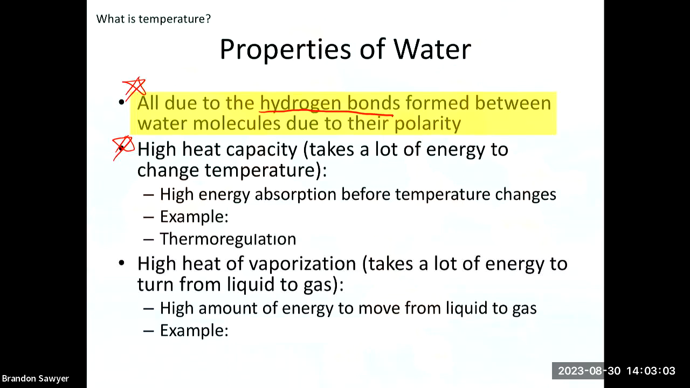Number one is called high heat capacity. The definition is right here. What that means is it takes a lot of energy to change the temperature of water compared to other substances. So lots of energy needs to be absorbed before the temperature changes. A good example of this is a coastal climate versus a desert climate.